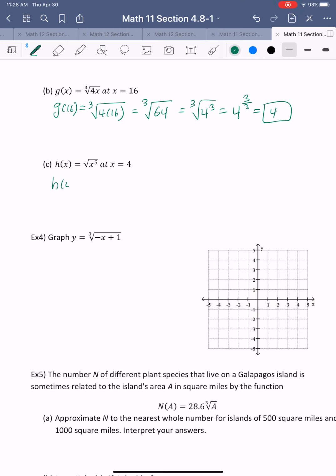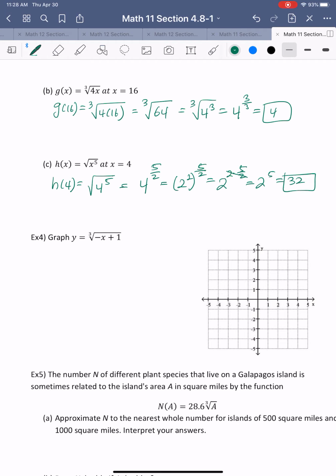Now, h of 4, you got square root of 4 to the 5th. So 4 to the 5th is the same as 4 to the 5/2. And then 4 is 2 squared, to the 5/2 power. And then when you multiply 2 times 5/2, the 2 cancels, becomes 2 to the 5, and becomes 32.